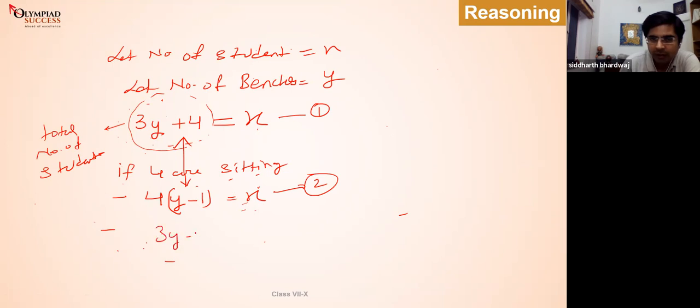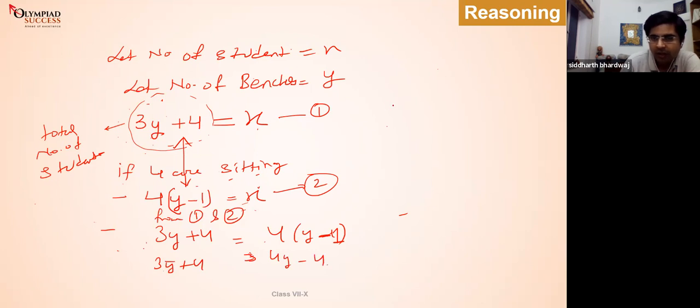So from 1 and 2, 3y plus 4 will be equal to 4 times y minus 1. So 3y plus 4 equals 4y minus 4. Let's put 3y on this side and 4 on the other side. So 4y minus 3y, and this 4 will go to the other side; the minus will change sign as we move it and become plus 4. So 4y minus 3y would be y, and 4 plus 4 will be equal to 8.